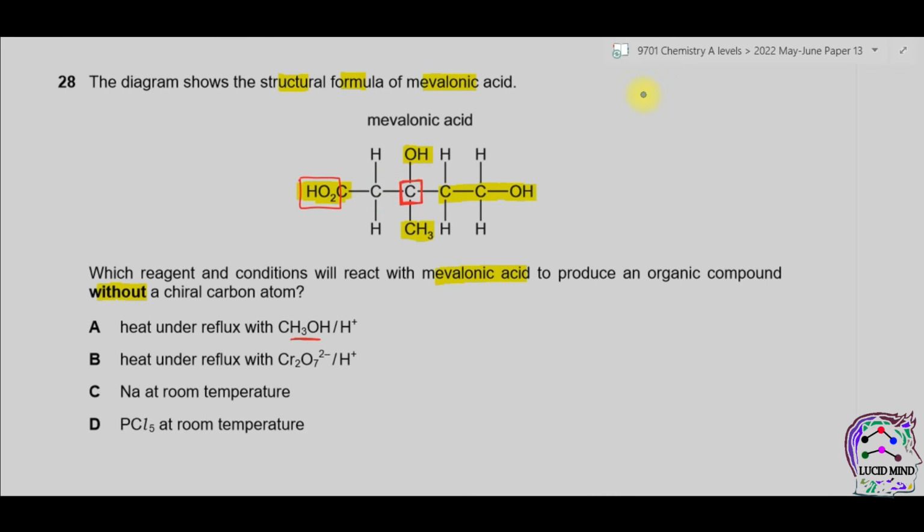Let me rewrite this one. So we have C double bond O, OH, then we have CH2, then chiral carbon, OH and CH3, then again CH2, CH2 and OH. Now with A, what will happen? This part will make ester. So the product will be like this. We have methanol, 1 carbon, alcohol, so it will form CH3O, C double bond O, and rest is the same.